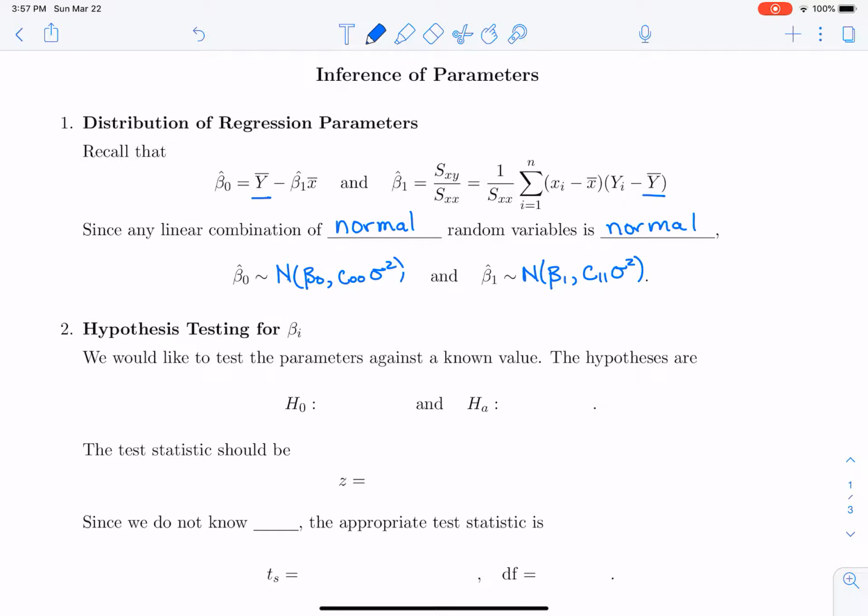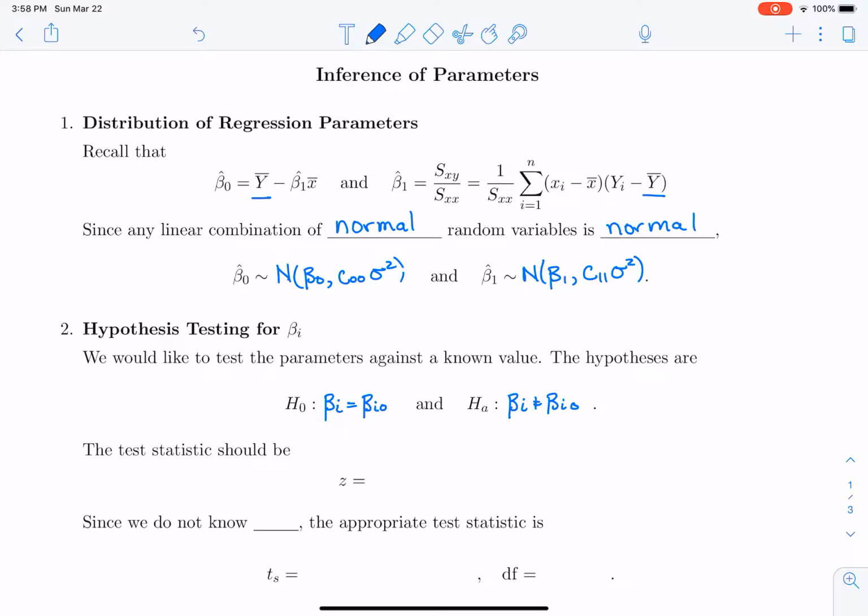So what we would like to do is run a hypothesis test for each of those betas. So our null hypothesis would be that beta i, whether that's beta naught or beta 1, is equal to some known parameter beta sub i 0. And the alternative that we're going to consider is that beta sub i is not equal to beta sub i 0.